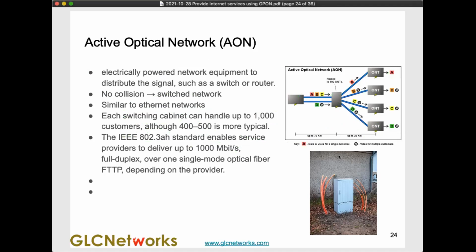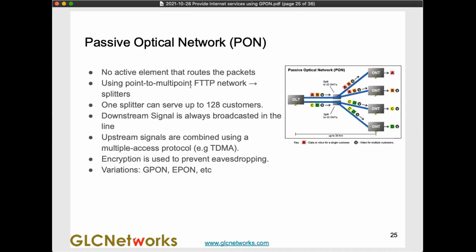This is how the cabinet looks like, just as an example. So that was the AON. Because it requires active nodes in the middle, the cost of implementation is higher compared to PON. PON is similar to a hub.